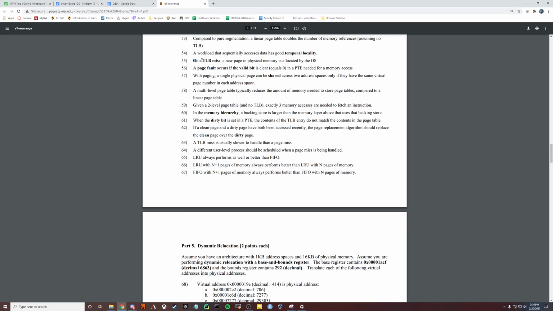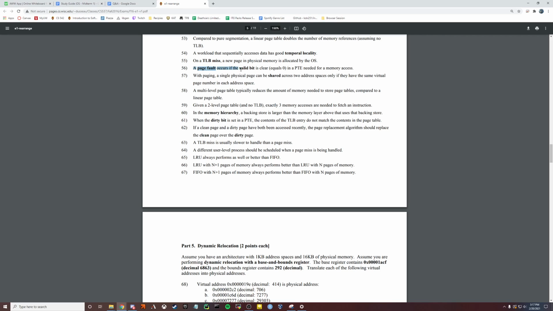Yep. 55, on a TLB miss, a new page in physical memory is allocated by the OS. No, I didn't think so. I was pretty sure that page table entries are all handled by the MMU, right? So it's not the OS doing anything. Yeah, if you have a TLB miss, it just means you have to go out to the region of memory that your page table points at to find your entry, versus just getting it from the TLB. Okay, so 55 is false.